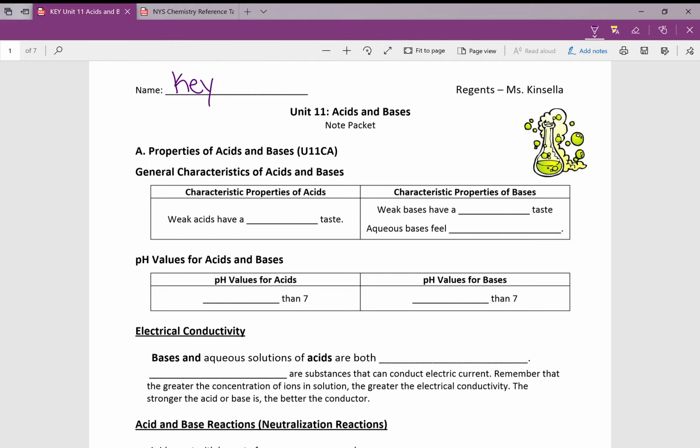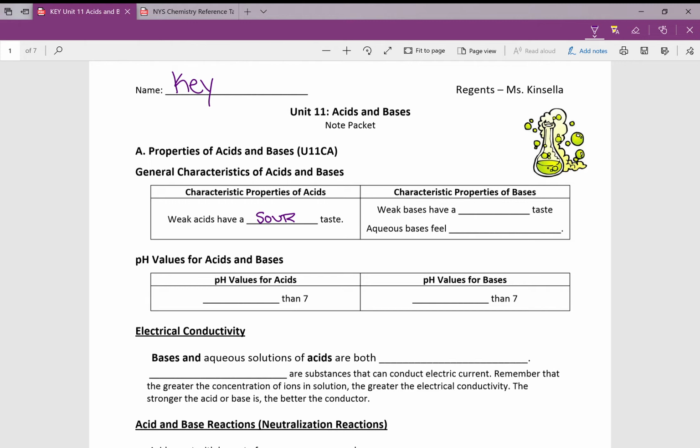All right, so a couple of properties you should be aware of is that weaker acids tend to have a sour taste. So if you think of citric acid in oranges and lemons, or malic acid, which is in Warhead candy that gives it the sour taste on the outside, those are examples of weak acids.